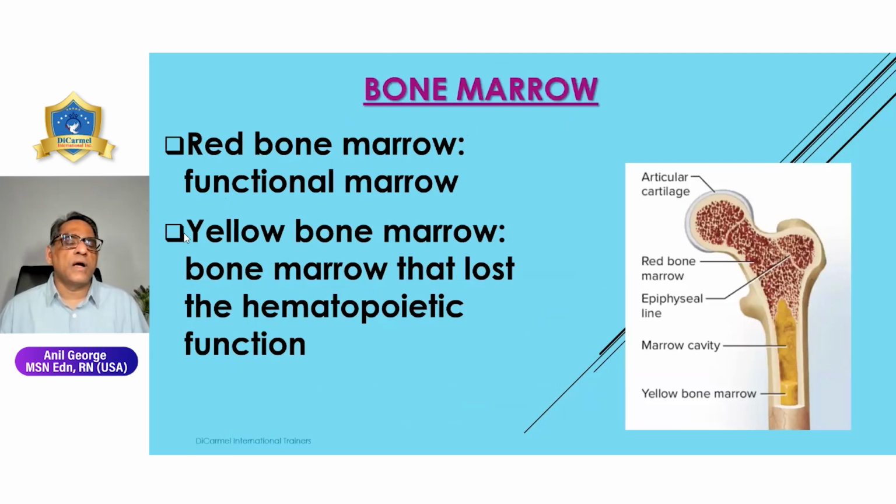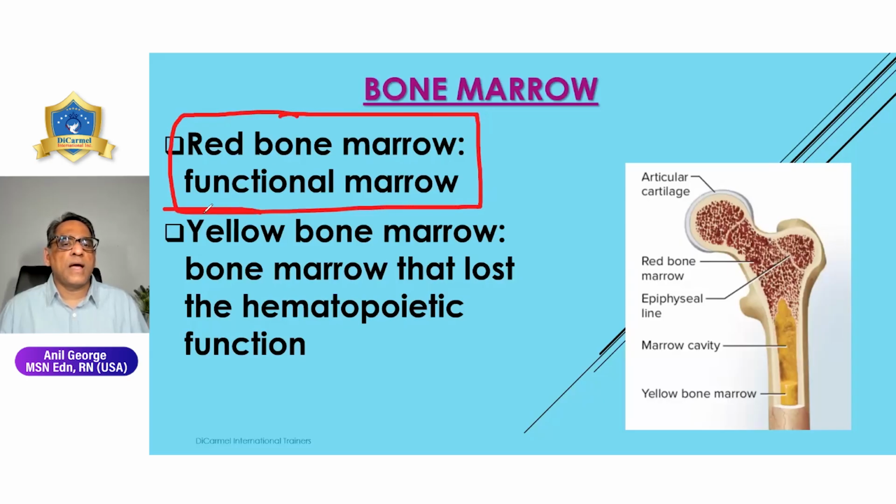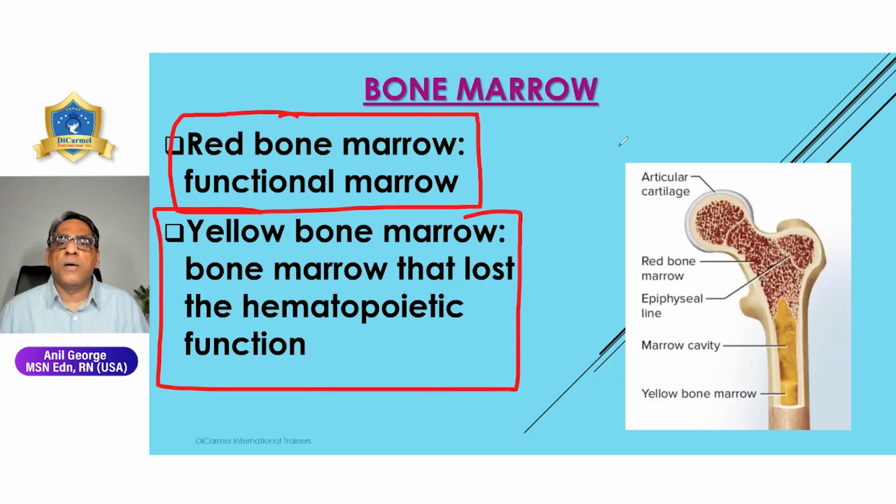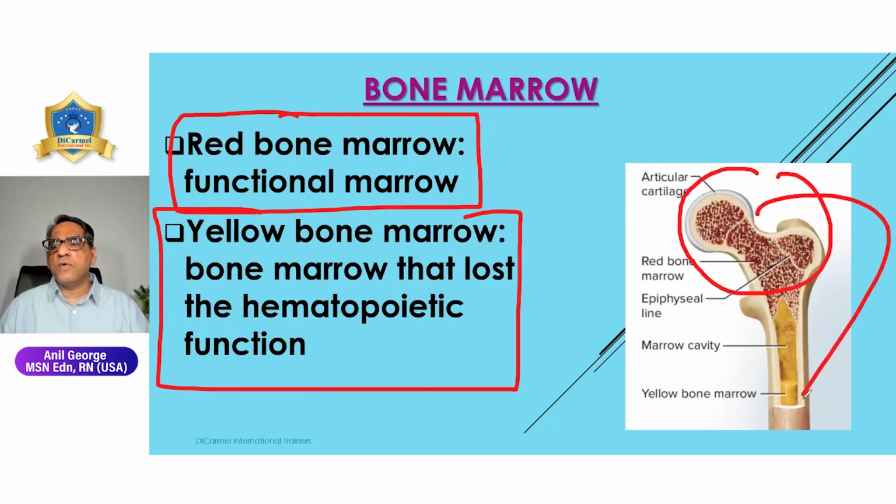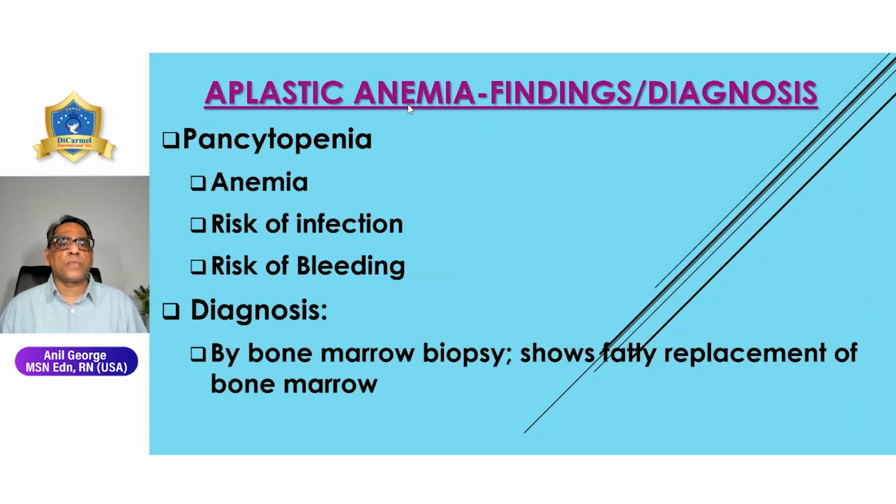And as we know, in our bone marrow, we have the red bone marrow, that's the functional marrow. And the yellow marrow is marrow that has lost the hematopoietic function. So basically in bone marrow depression, aplastic anemia, the patient's red bone marrow can convert into yellow marrow. So there is no functional marrow to produce the blood cells. That's kind of how it happens.